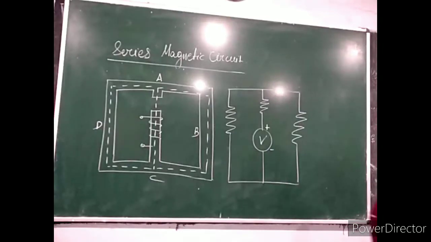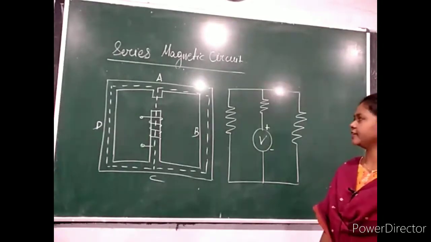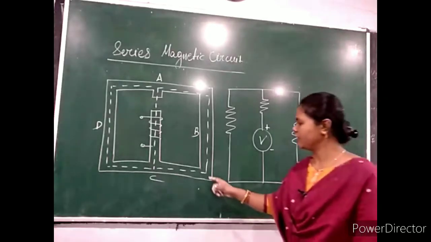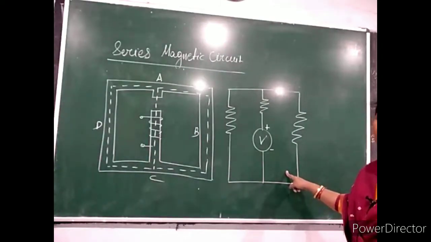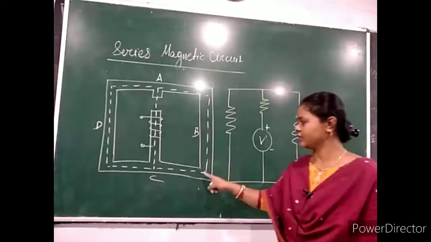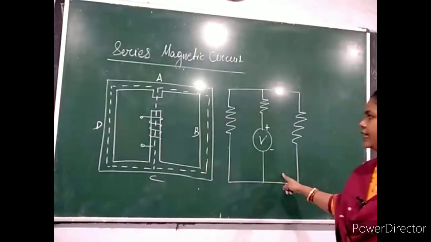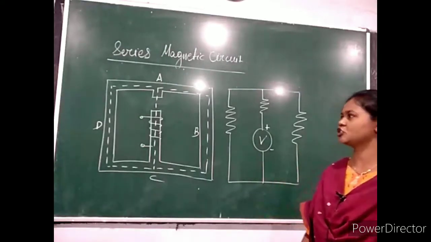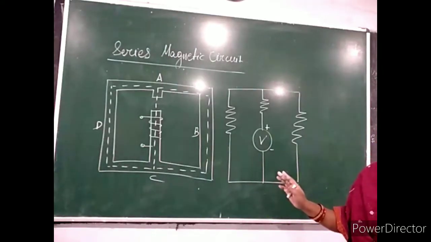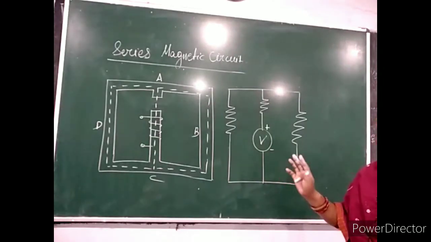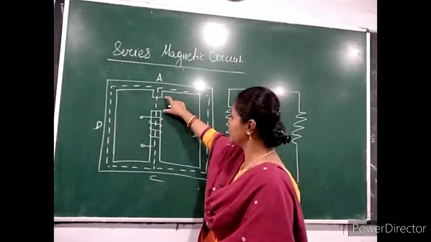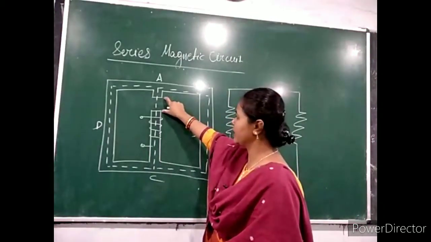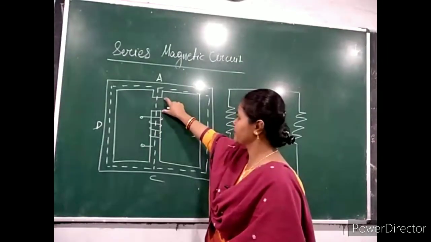Now we discuss the series magnetic circuit. Here I take the example of one magnetic circuit and electric circuit, and I will discuss how you find the reluctance for this type of magnetic circuit and electric circuit, and how you compare these two. The same example I took in the case of the parallel circuit. The only difference is that here I put an air gap.